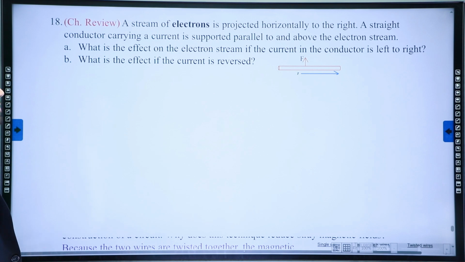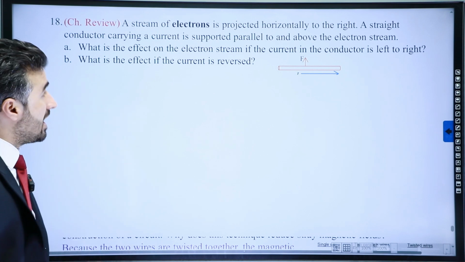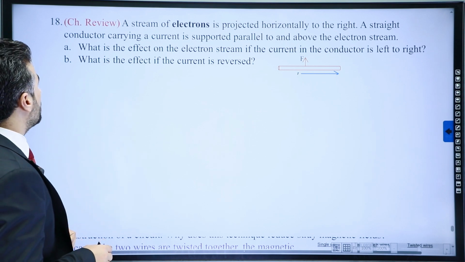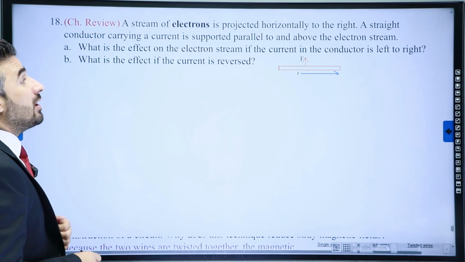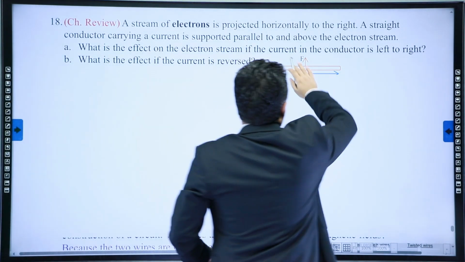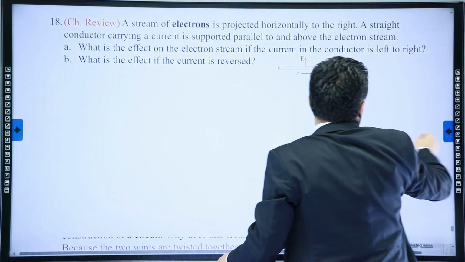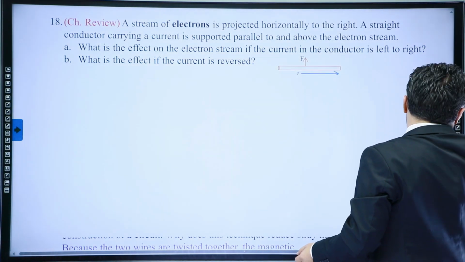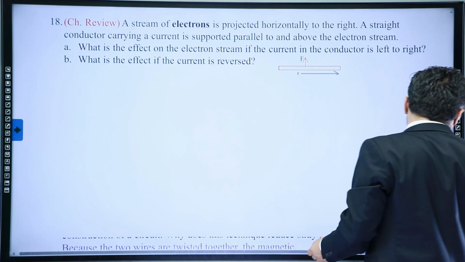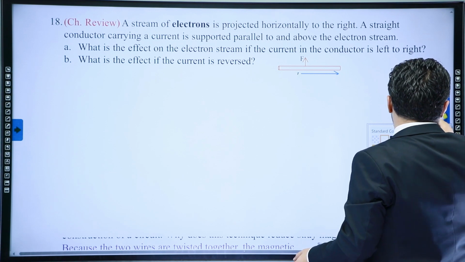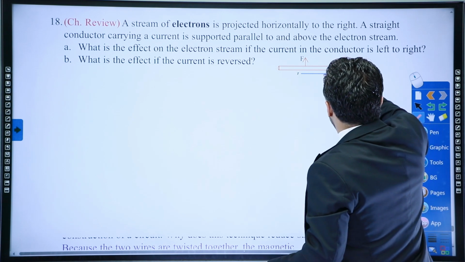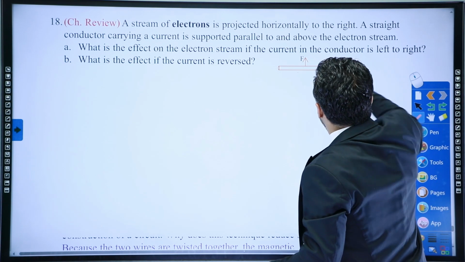It says, a stream of electrons. Watch this, so we have electrons now. A stream of electrons is projected horizontally to the right. A straight conductor carrying current is supported parallel to and above the electron stream. Okay, so we have a conductor, and let's change this one as well. Let's see if we can do this one. Let's erase this one for now.